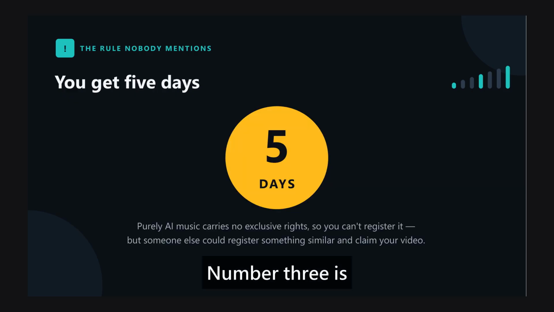Number 3 is Content ID. Purely AI-generated music doesn't carry exclusive rights, so you can't register it yourself, but someone else could register something similar and file a claim against your video. If you ever receive one, you have 5 days to dispute it. Miss that window and the revenue is gone for good.